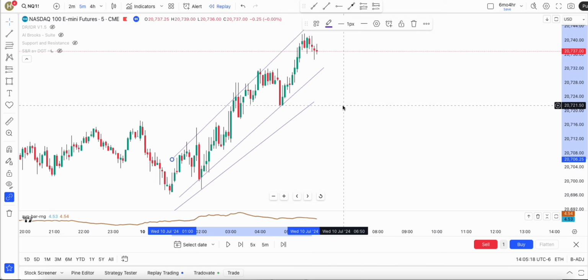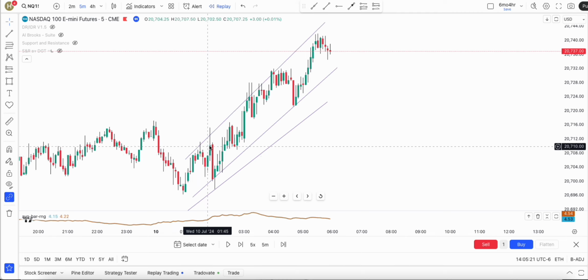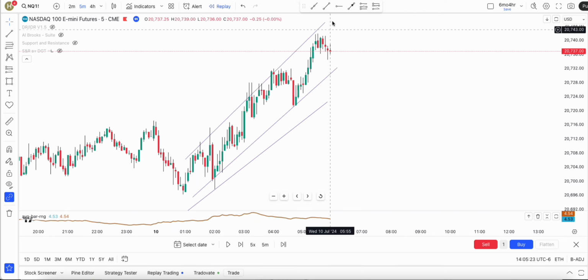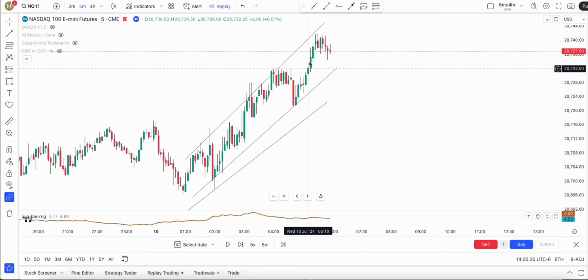Okay, so where are we? So this is a trend channel, a bull trend channel. Where are we right now? So we went up and now we are halfway in the channel. We're not at the bottom and we're not at the top. So this is not a good place for me to be buying or selling.